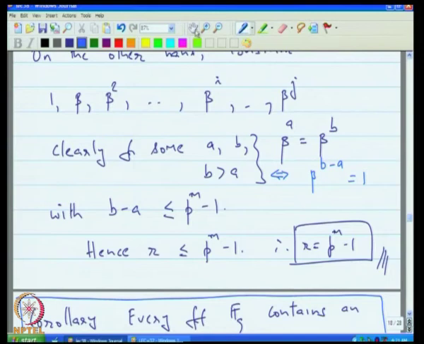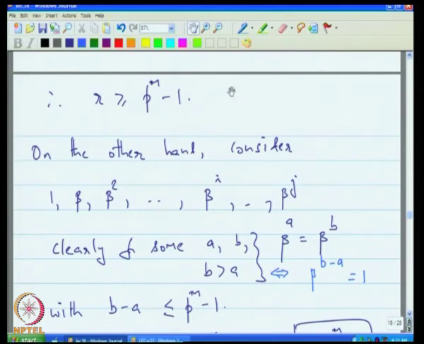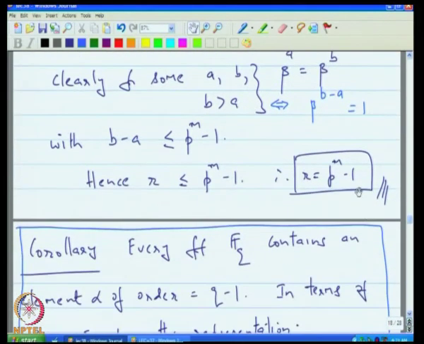So, beta to the B minus A is equal to 1, but R is the order. So, B minus A must be greater than or equal to R. We know from this sequence that B minus A is less than or equal to p to the m minus 1, and R must be less than or equal to this. Therefore, R is less than or equal to p to the m minus 1, but we just showed that R is greater than or equal to it. So, the conclusion is R is equal to p to the m minus 1.